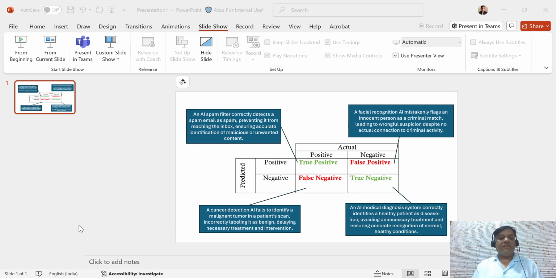If you remember these, then you can understand that the prediction and the actual values should both match to give us proper true positive and true negative results.